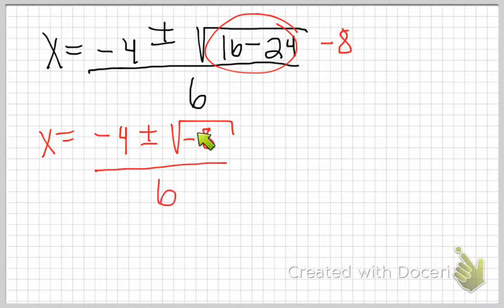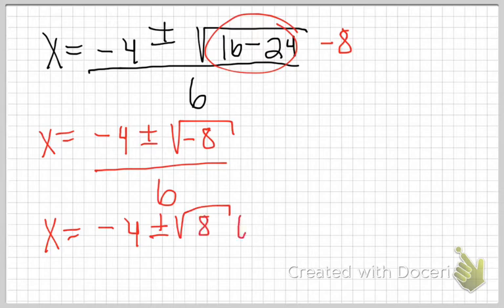Now, if you can notice, we cannot take the square root of a negative number. So we must use the definition of imaginary numbers and rewrite this. x equals negative 4 plus or minus the square root of 8 times i, all over 6. Now here's the directions part. It's that exact form, so I can't use a calculator for this part.